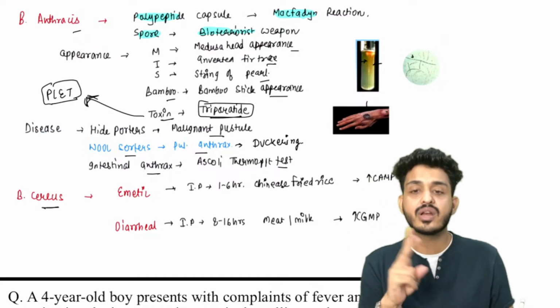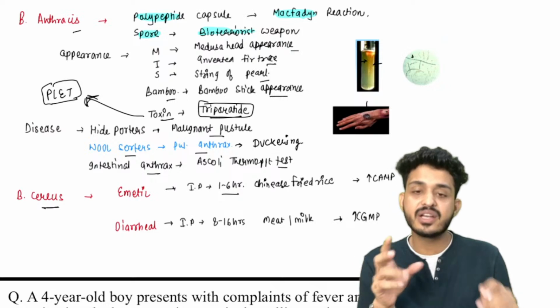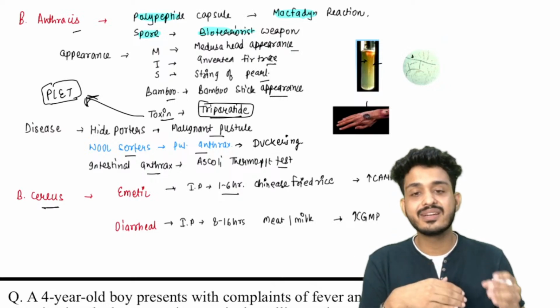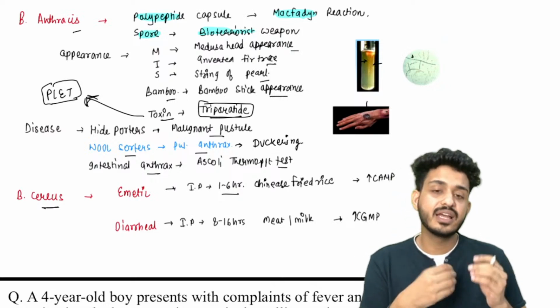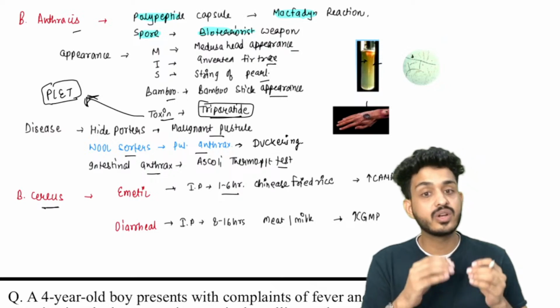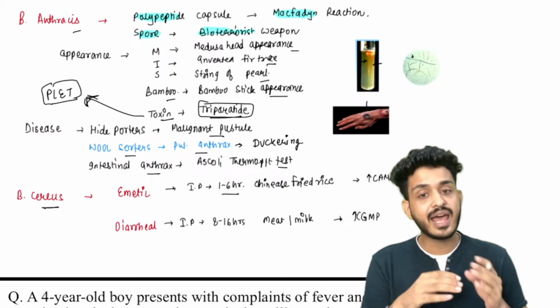One is the emetic one, another is the diarrheal one. The emetic one has an incubation period of 1 to 6 hours, and that resembles the incubation period of one more thing, that is your Staph aureus.